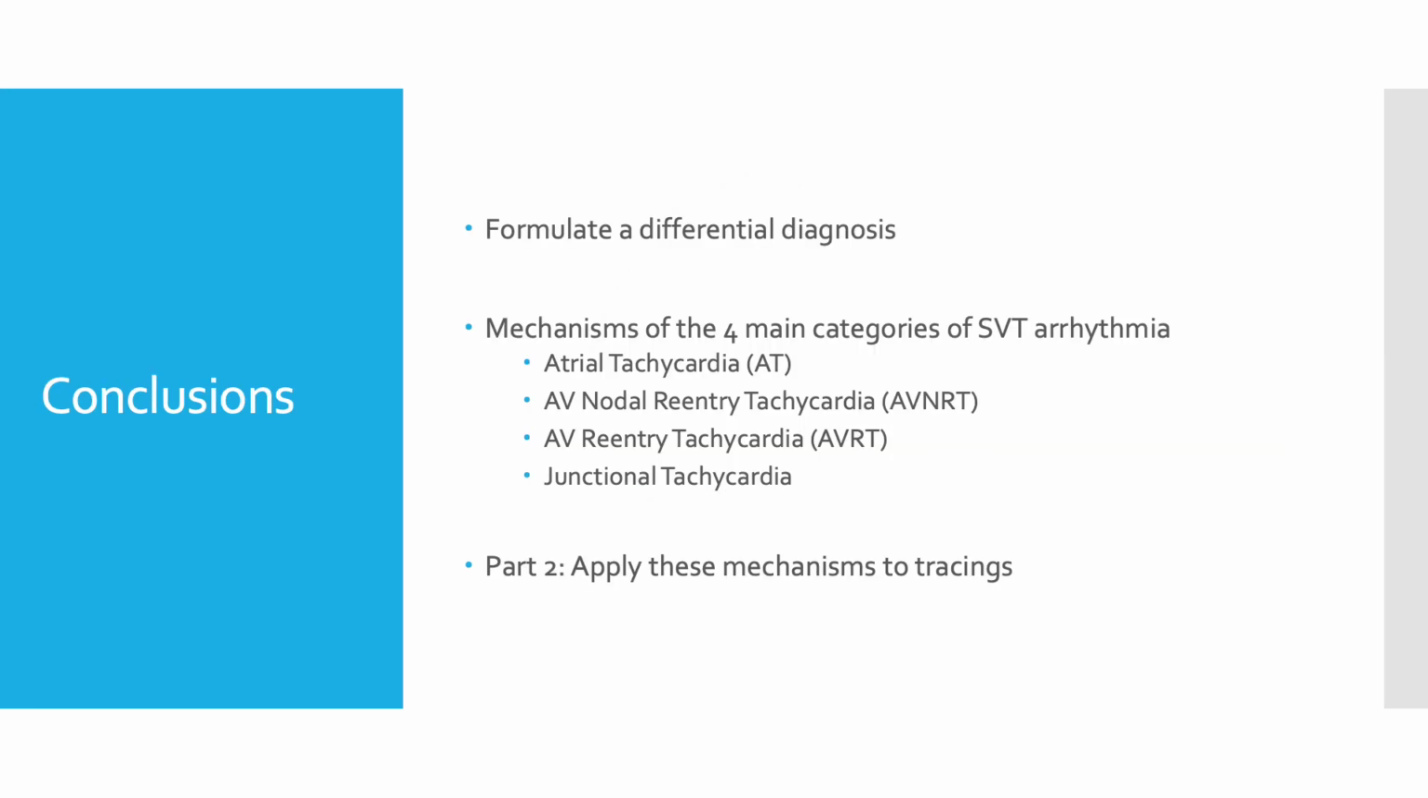To summarize, in this video we briefly reviewed the cardiac conduction system, developed an approach to formulating a differential diagnosis, and discussed the mechanisms of arrhythmia. In part 2, we'll apply these concepts to a series of tracings and become familiar with a number of features that will narrow the differential diagnosis.